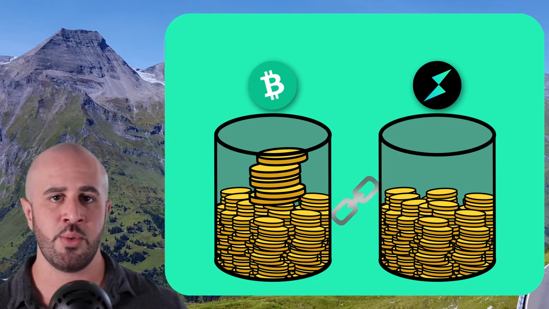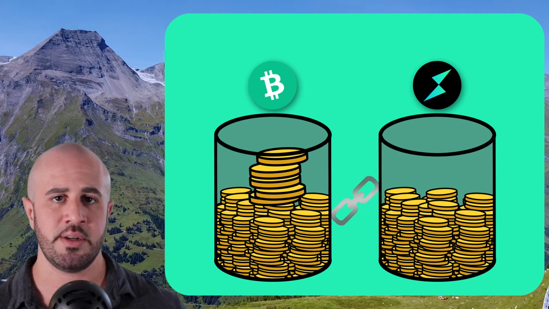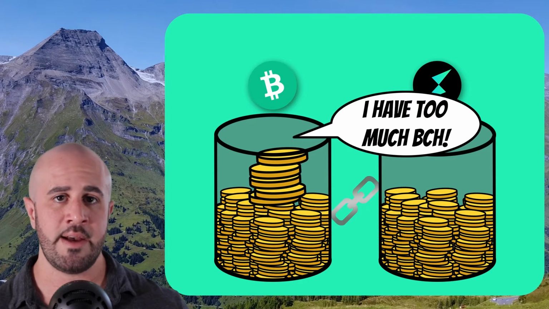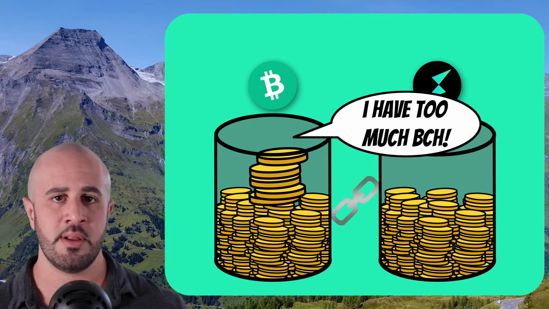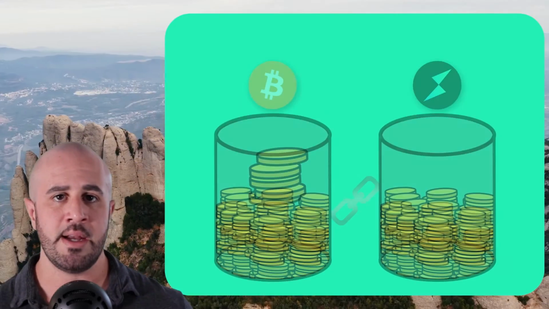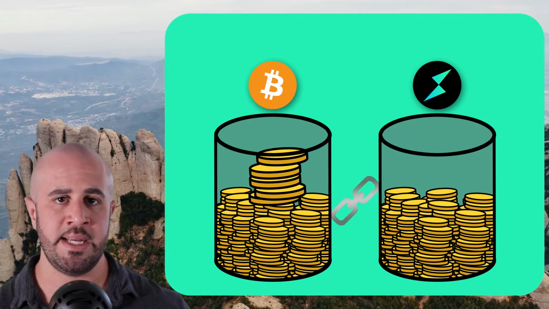That means the Rune network is going to value BCH just a little bit less than it did earlier, because it's going to think to itself, I have more BCH than I want. Let me lower the price a little bit and encourage people to come back and buy it. And the same is going to happen vice versa for BTC.